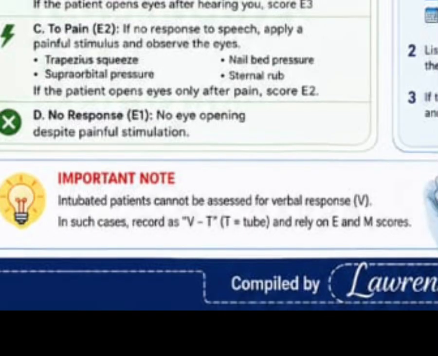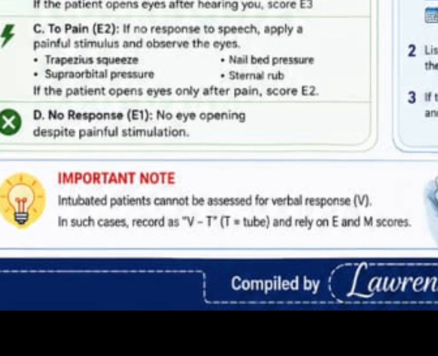But you should also know that this exception goes for patients in ICU that are intubated. If a patient is intubated, you can only score the eye response, but you cannot score the verbal response. And if you cannot score the verbal response, you can also use the 4-point scale.